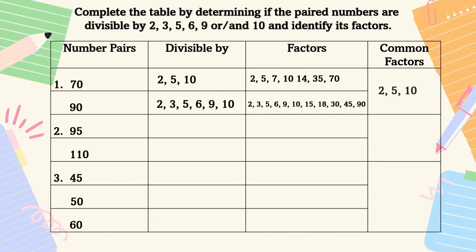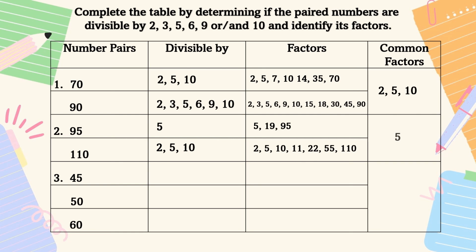The number pair is 95 and 110. 95 is divisible by 5 only, and its factors are 5, 19, and 95, while 110 is divisible by 2, 5, and 10, and its factors are 2, 5, 10, 11, 22, 55, and 110. Its common factor is 5 only. Now let's have number 3.